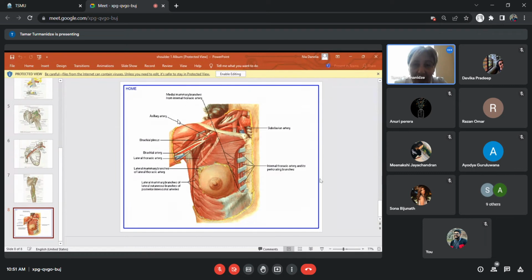Main vessels and nerves of the shoulder region: the main artery, main vein, and main plexus of the shoulder are the axillary vein, axillary artery, and brachial plexus. All these main vessels and nerves of the shoulder region are present in the axillary region.